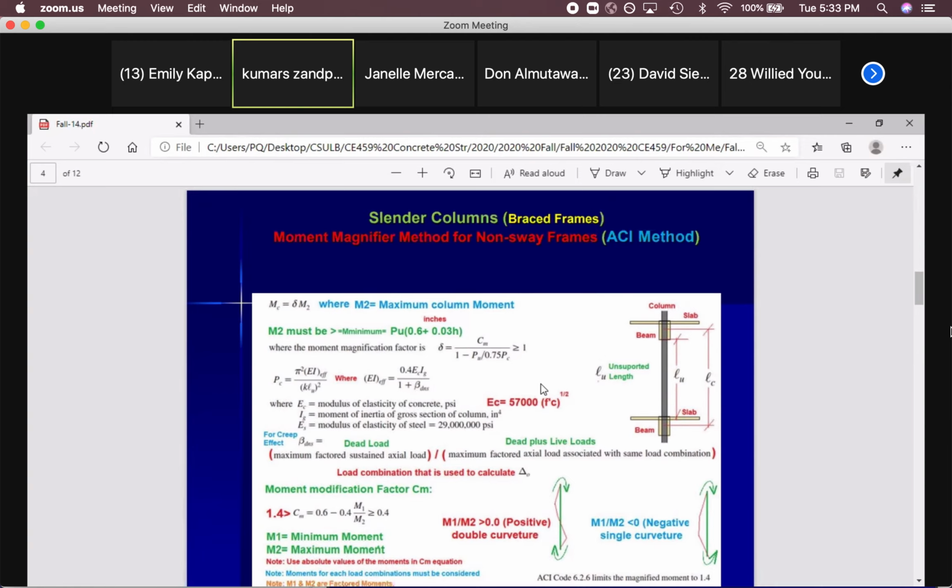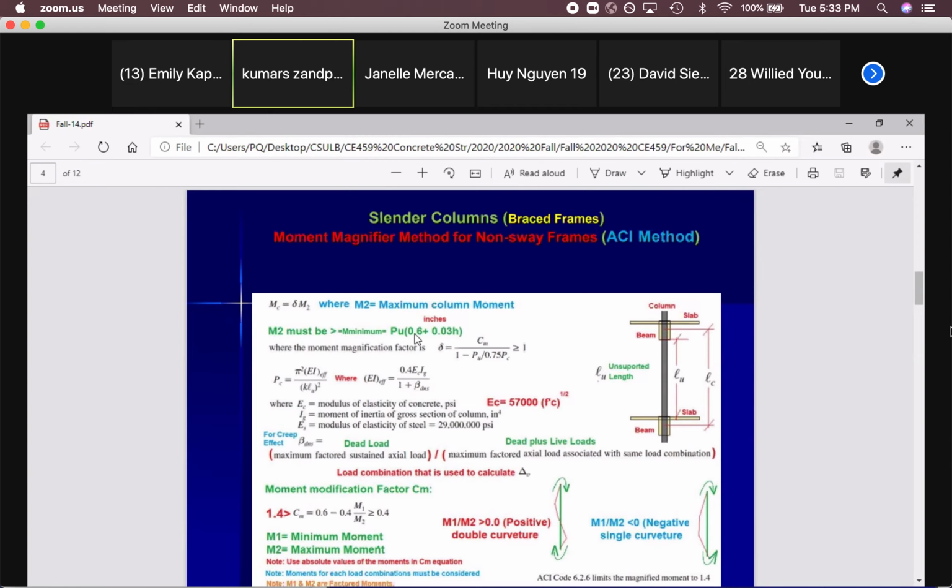Then compare that with the maximum moment between the top and bottom, so M2. If M2 is greater than that minimum, that's your M2. If the minimum is greater than your M2, call this one M2, and forget about the M2 on your column, because you found the minimum is more than the maximum moment on your column.